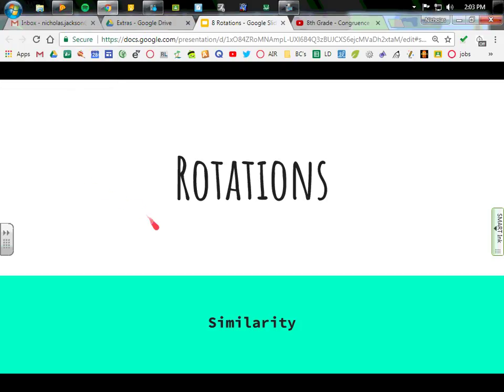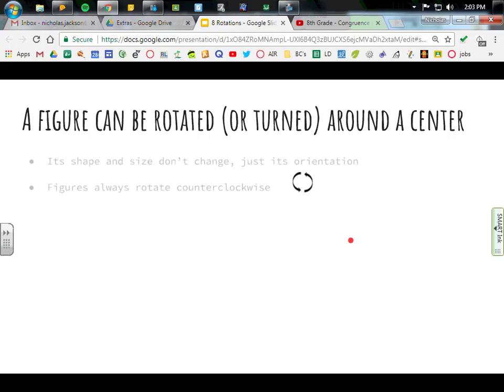Hey folks, in today's video we're going to be talking about rotations of figures, and rotations are exactly what they sound like. It's when you take a figure on a coordinate grid and you rotate it around a central point so the figure spins. The figure will not change size, the figure will not change shape, it will simply spin around a central point. So let's take a look at what that means.